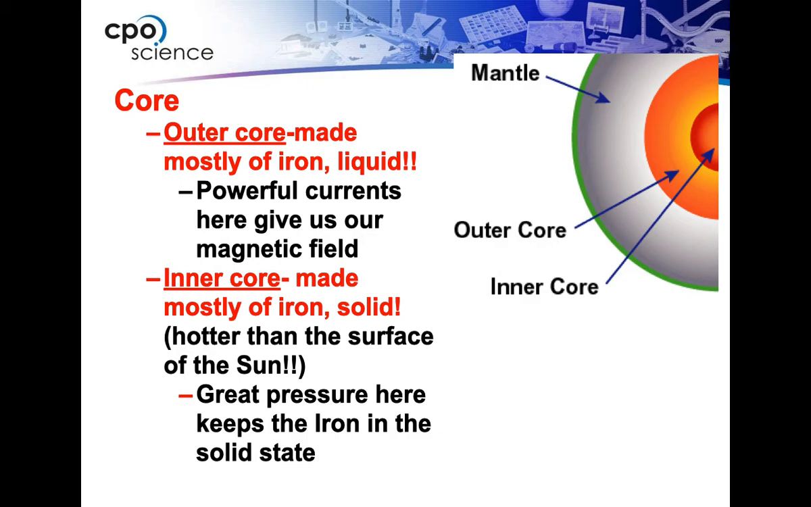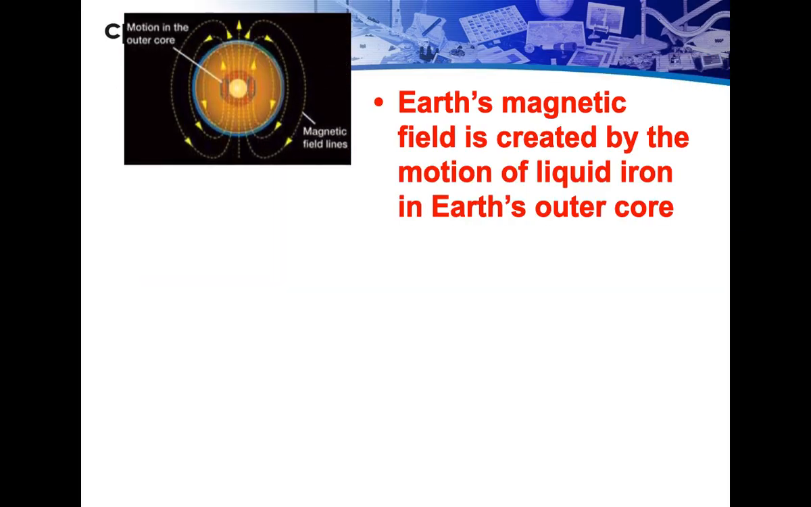The inner core is made almost entirely of iron, but it's solid. It is hotter than the surface of the sun. How can that be? It's hotter than the outer core. How is it solid? Shouldn't it be liquid? The only reason it isn't is that there is such great pressure from gravity pulling everything into the center that it keeps it in the solid state. If you had the ability to release that pressure, then it would turn to liquid. But because that great pressure exists there, it is kept in the solid state. So pressure is why the inner core is solid, even though it is very, very hot.